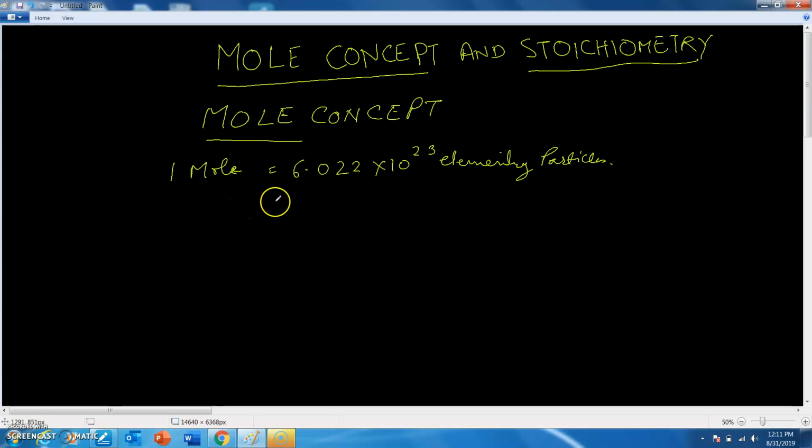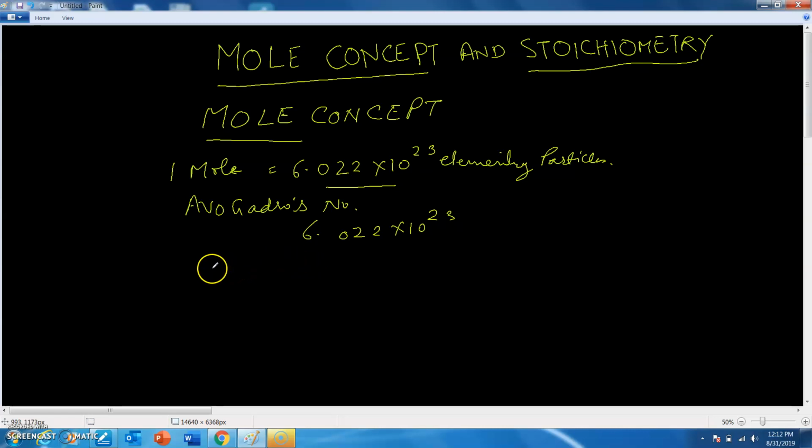Now, what is Avogadro's number? It is the number of atoms, ions or molecules present in 1 mole of a substance. And 1 mole is equal to this number. So this number is called Avogadro's number, 6.022 into 10 raised to power 23. This is the Avogadro number.